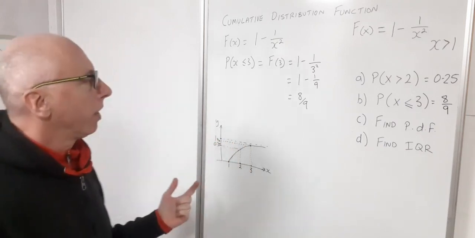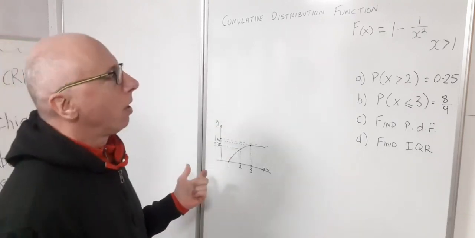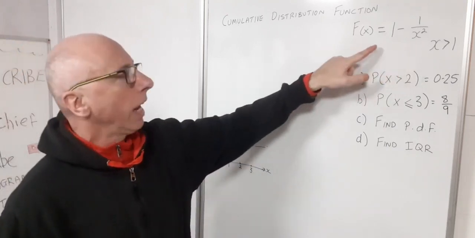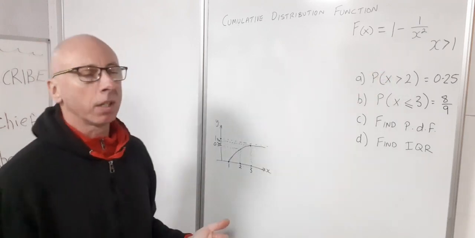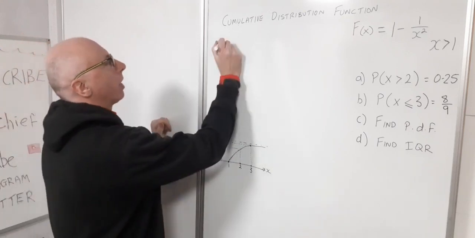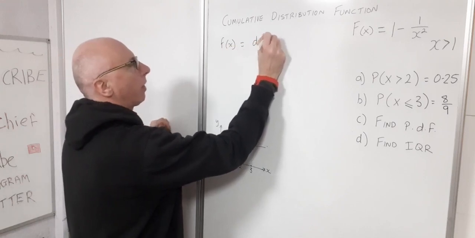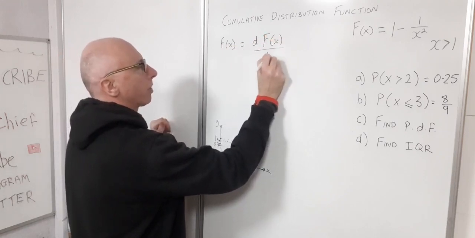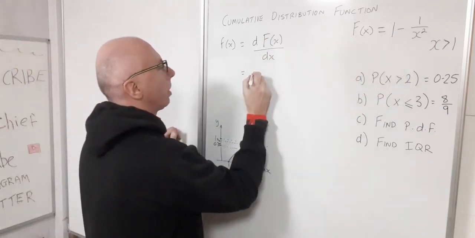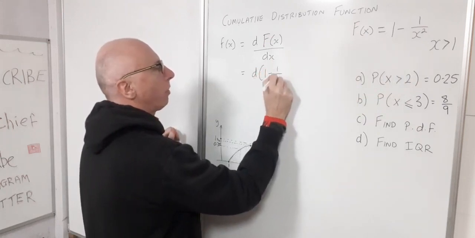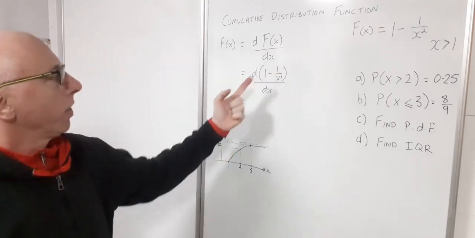Okay, so let's take this off the board and we'll do the PDF. Now we're going to find the PDF. As the CDF is the integral of the PDF, if we take the derivative, by the fundamental theorem of calculus, that will be our PDF. So our f of x equals the derivative of our capital F of x with regards to x. So plug in our cumulative distribution function. We want the derivative of 1 minus 1 over x squared with regards to x.